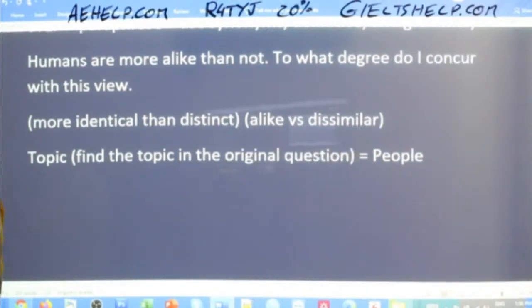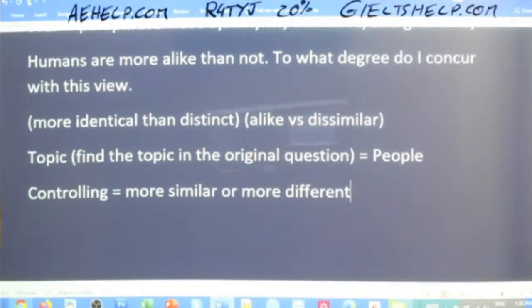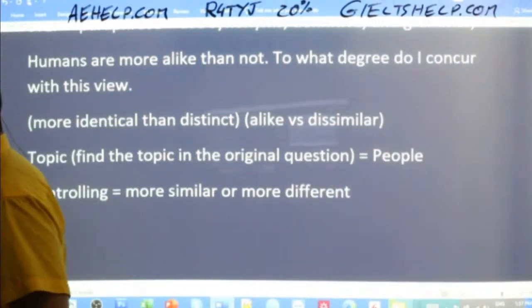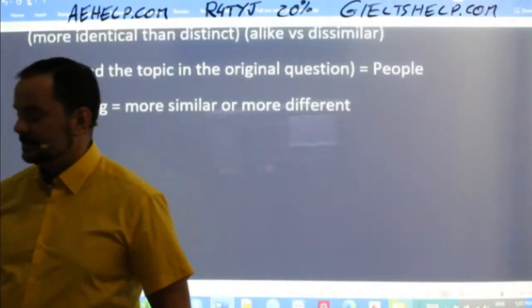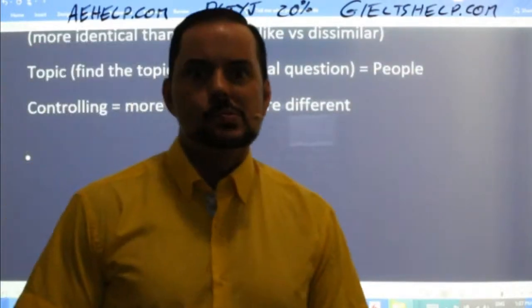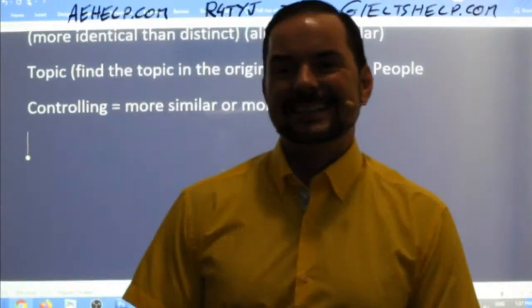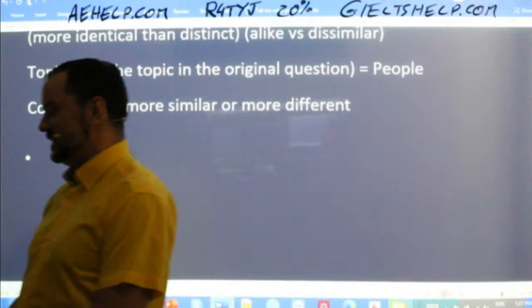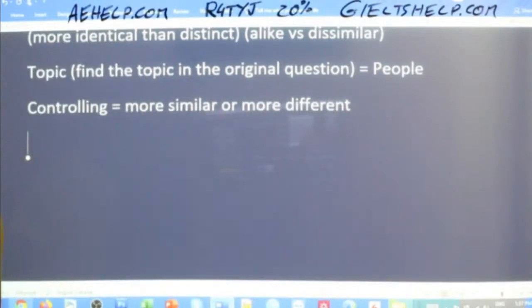Okay, so find the topic in the original question. And the controlling idea here, of course, is more similar or more different. Okay, again, I'm using the original question. All right. So how should we start our planning? Okay, so that's, I think, a really good step here. Definitely planning will help us find the right path to success on this essay. So, of course, let's do some critical thinking here in the next step.